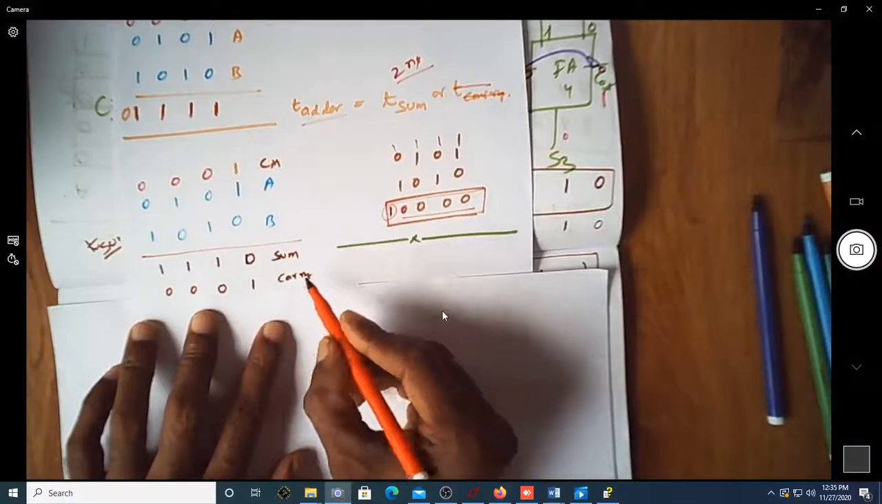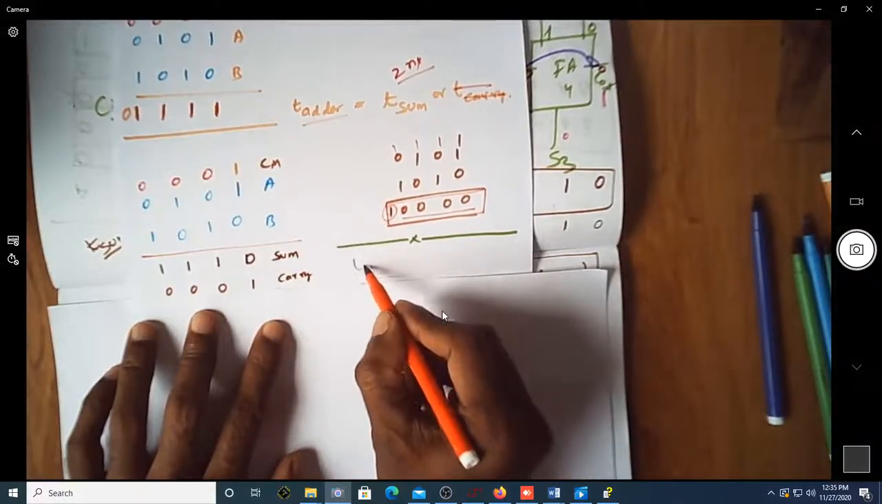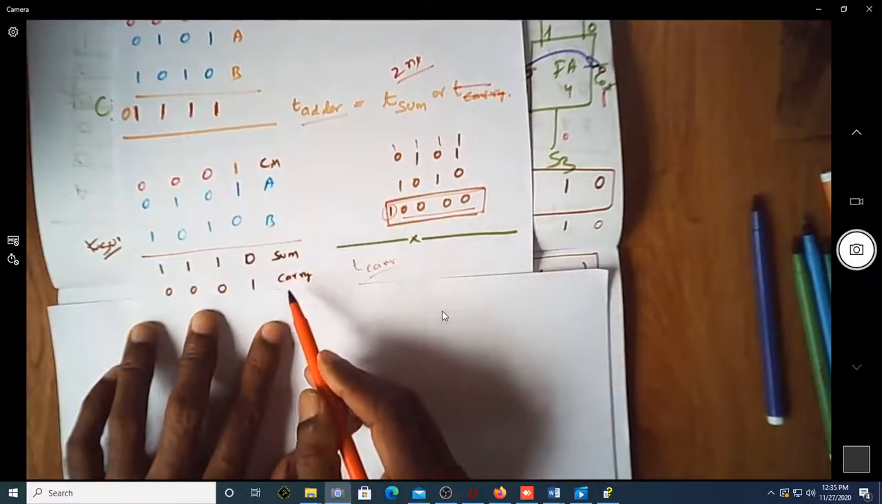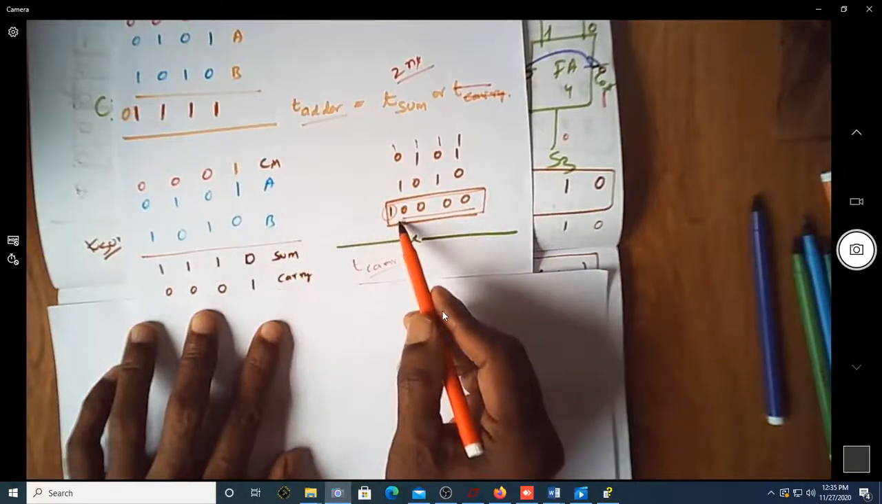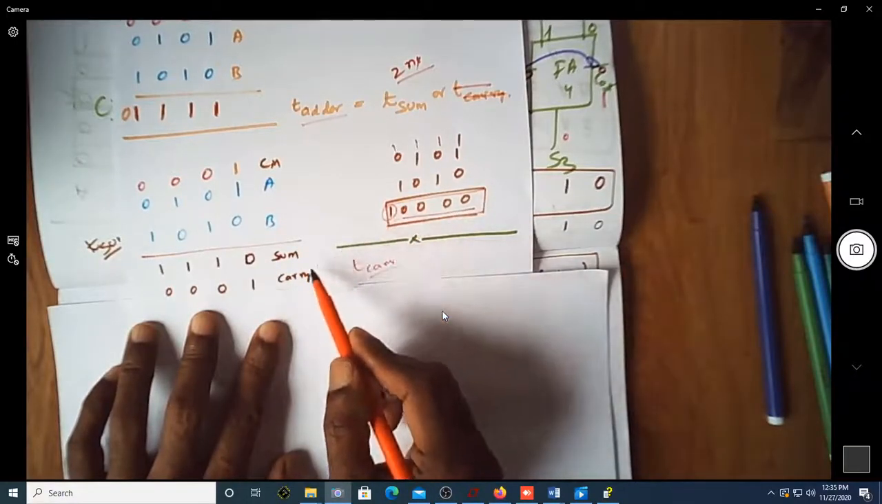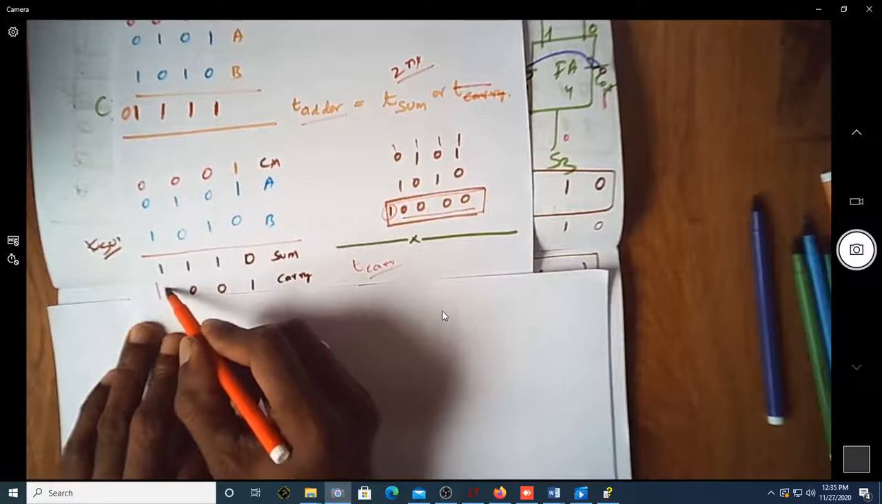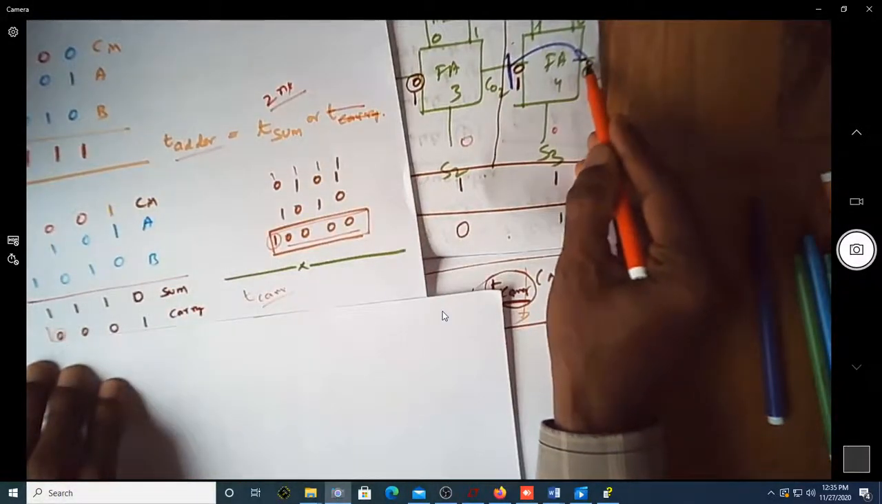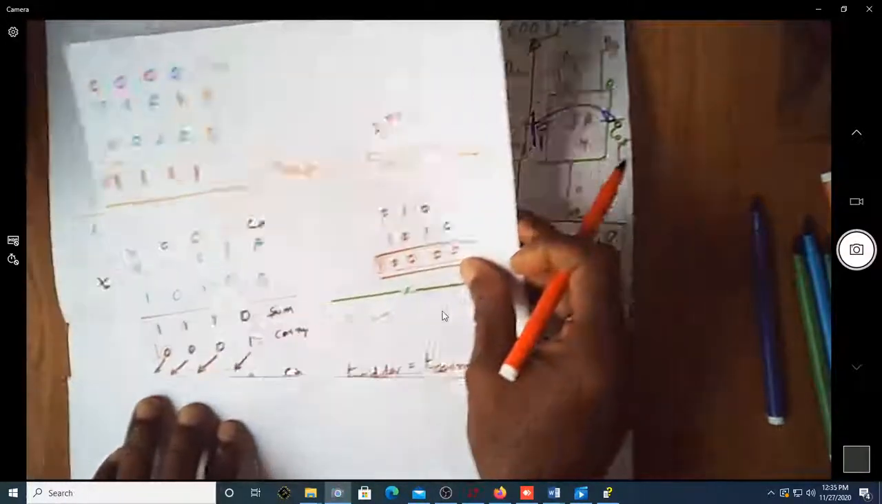So this is the output of individual full adders. Assume that it takes a time T carry, the time required to generate the carry. You can see you are still far away from the expected answer of 0 0 0 as sum, and carry should be 1. And of course, you can see the carry out, the last carry out, whatever you have here.